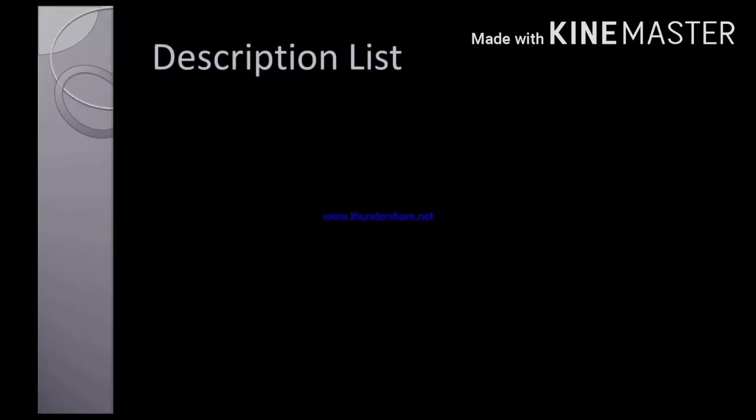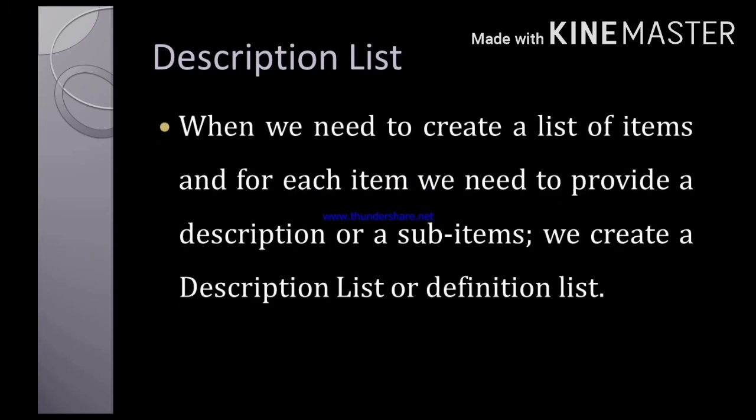Third one is a description list. When we need to create a list of items, and for each item we need to provide a description or sub items, we create a description list or definition list. For example, we need to create a list of, suppose, types of pollution. Now for each type we need to provide, suppose, 2 reasons for that pollution. Then in such a list we need to use a description list. For example, we start with the list, provide the description term, and for each term we provide the description data.